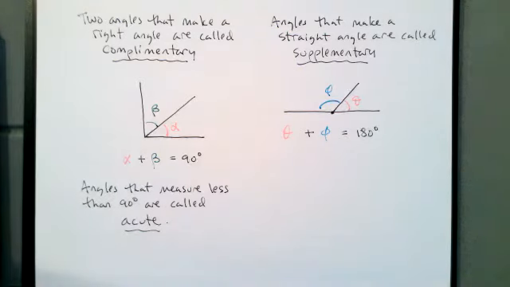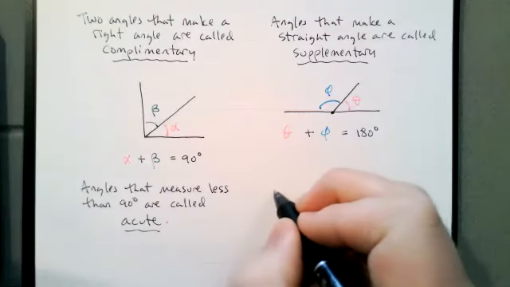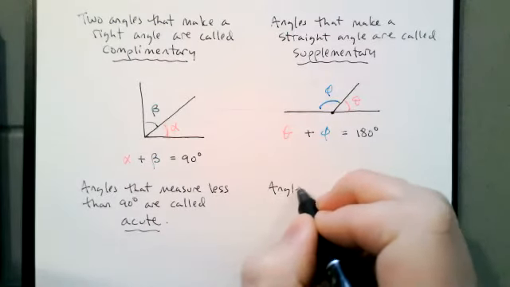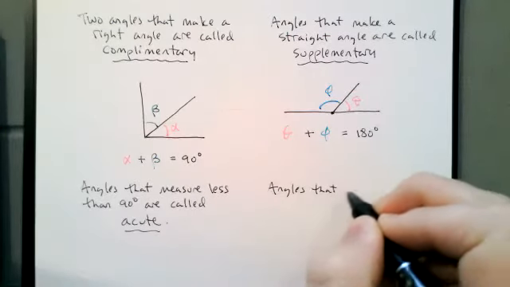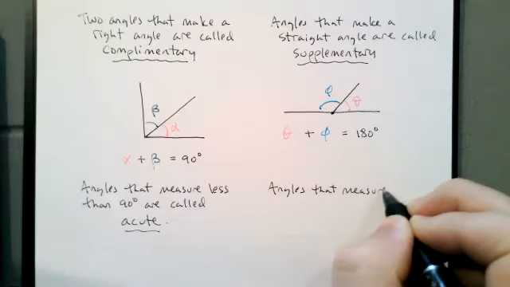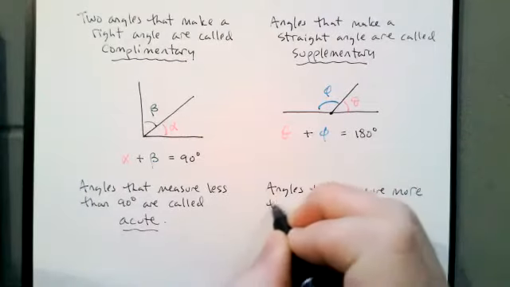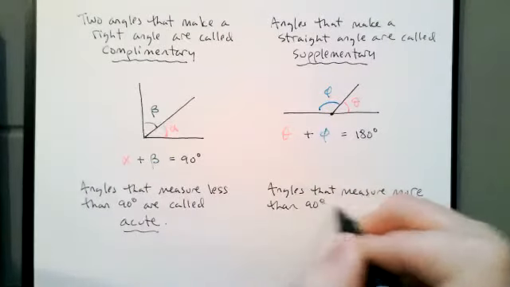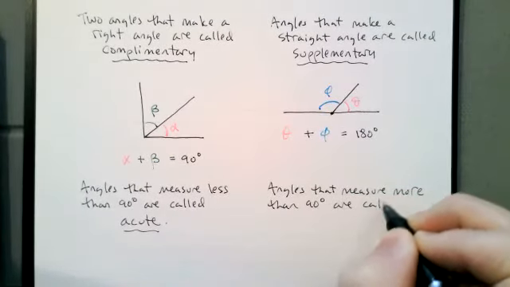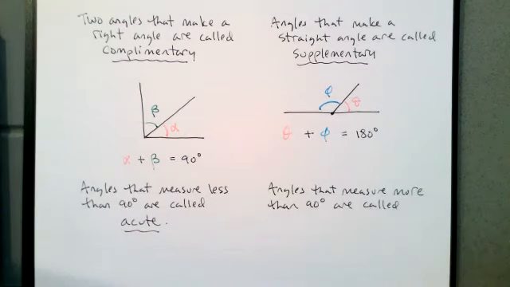What do we call angles that measure more than 90 degrees? Obtuse. Awesome.